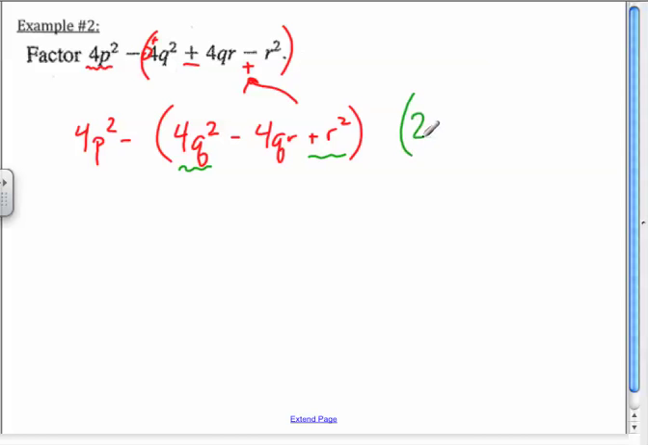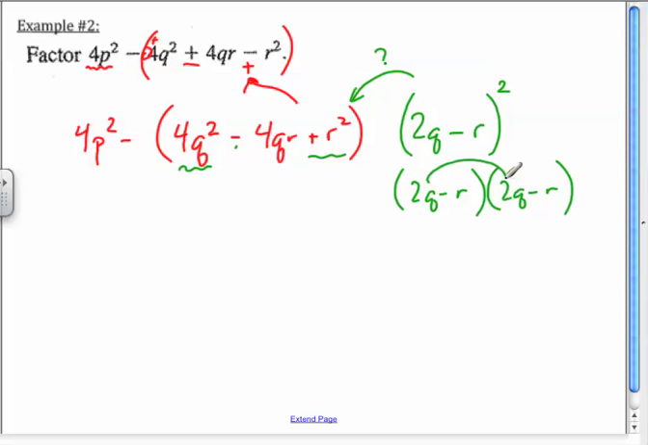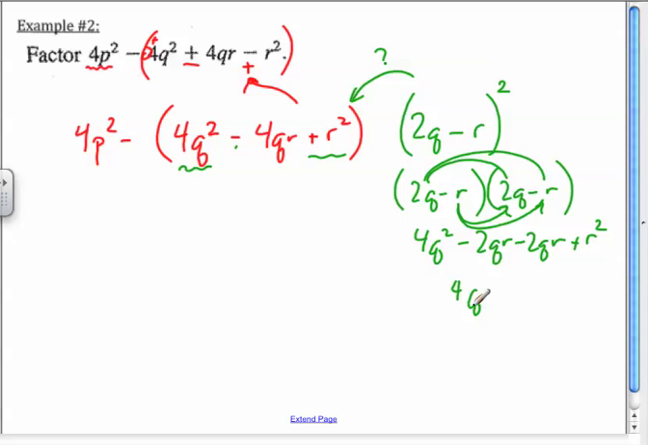So, how about 2q minus r, because that's minus r squared. I wonder if that gives me this stuff. I don't know. Let me multiply it and see. 2q minus r times 2q minus r. That's going to give me 4q squared, minus 2qr minus 2qr, plus r squared. And then that gives me 4q squared minus 4qr plus r squared, and that's exactly what I have.